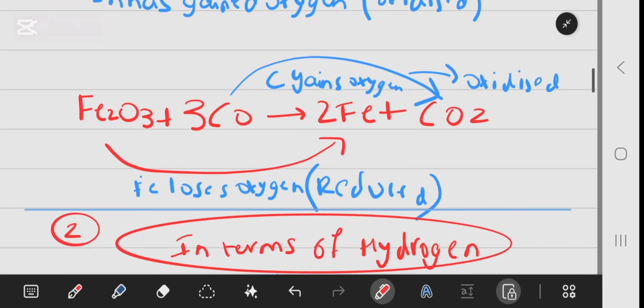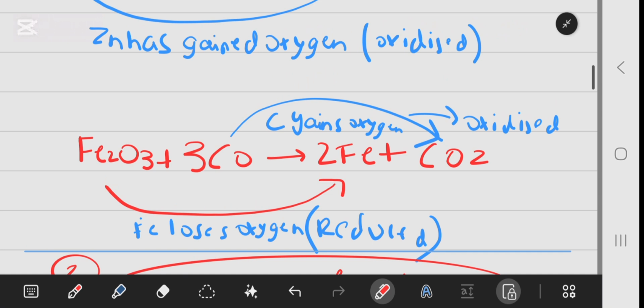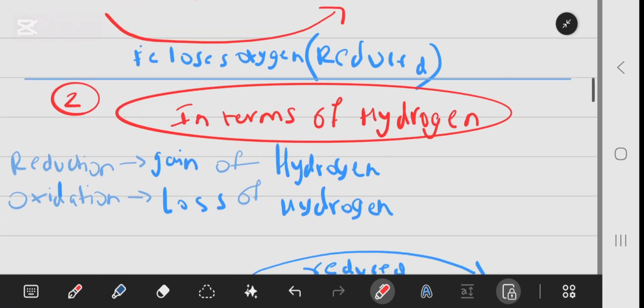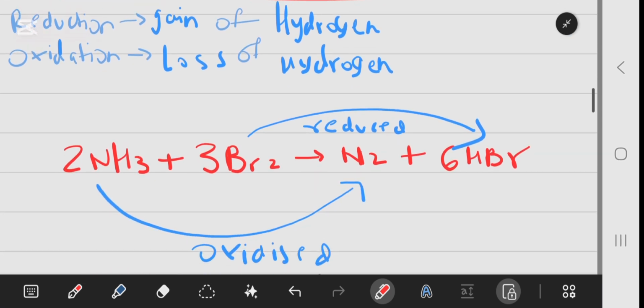As well as the second example, in which we discussed that Fe2O3 loses the oxygen, so it is reduced, and the carbon monoxide gains the oxygen, so it is oxidized. The second part, which was in terms of hydrogen, we did that reduction is gain of hydrogen and oxidation is loss of hydrogen. In that example, NH3 lost the hydrogen to become oxidized, and the Br2 gained the hydrogen to become reduced.